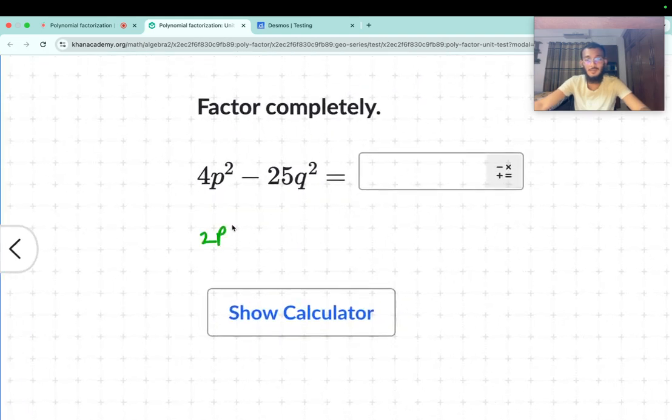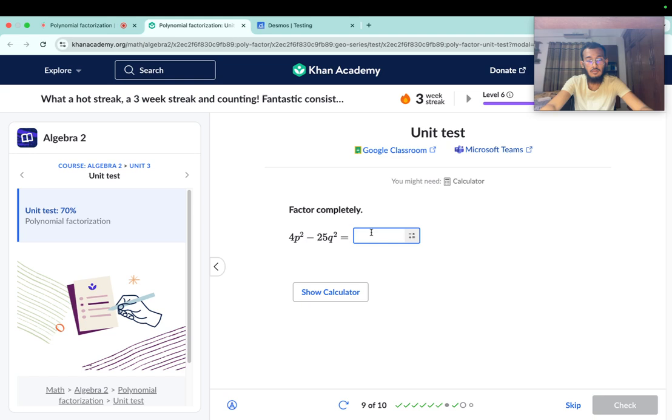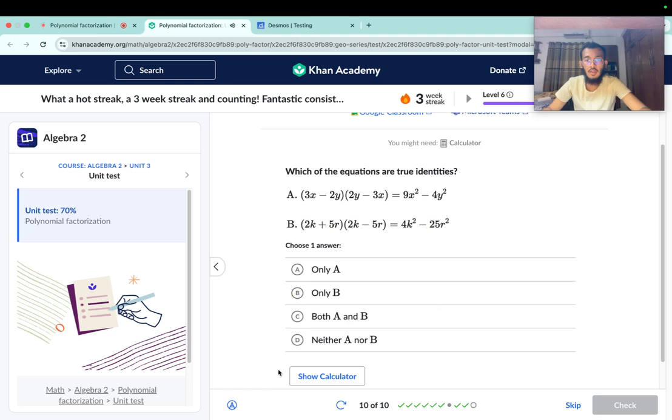Anyway, 2p whole squared negative 5q whole squared gives 2p plus 5q times 2p minus 5q. The same thing. I'm using the formula a squared minus b squared equals a plus b, a minus b, just like the similar one that we have done before.